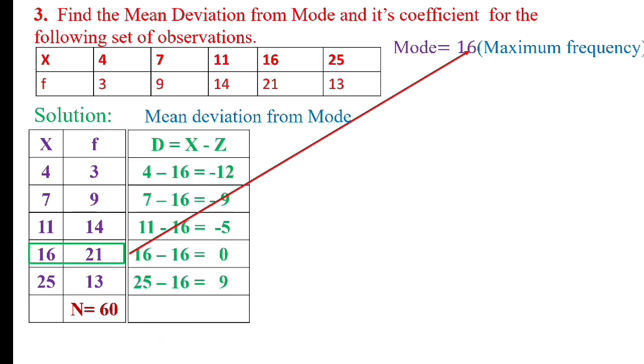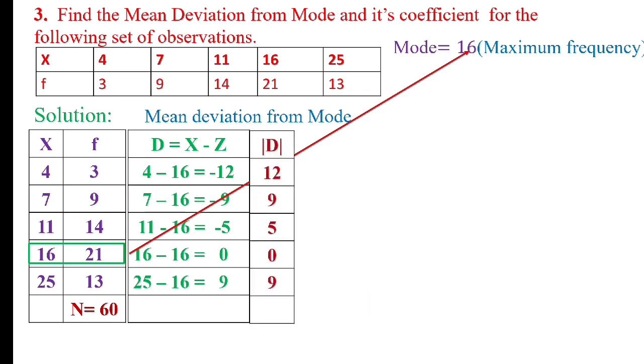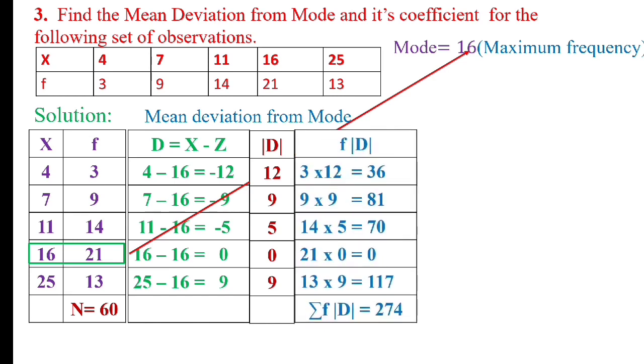Once we have the mode value, we find 4 minus 16 equals minus 12, 7 minus 16 equals minus 9, 11 minus 16 equals minus 5, 16 minus 16 equals 0, 25 minus 16 equals 9. Negative values become positive: 12, 9, 5, 0, 9. Then F into D, which is the mean deviation formula: 3 into 12, 36, 9 into 9, 81, 14 into 5, 70, 21 into 0, 0, 13 into 9 equals 117. Then summation of F into D equals 274.